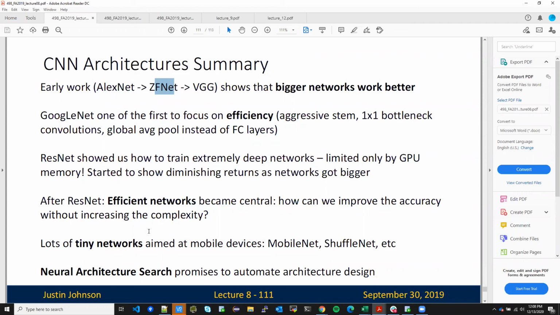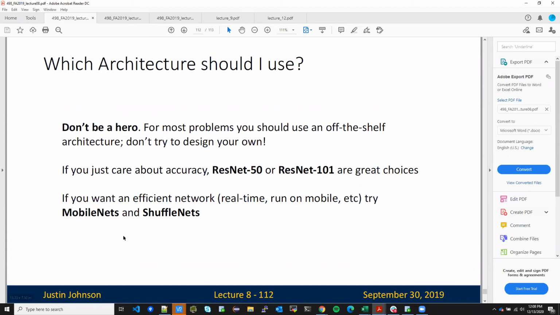And then after ResNet, the community has been focused on making efficient networks, with the question: how can we improve accuracy without complexity? From that question, we have MobileNet, and then some of the things Viru alluded to. We have neural architecture search, which helps to automate some of the architecture design questions. So this is lecture 8 for the classification architectures, and then lecture 15 for object detection.